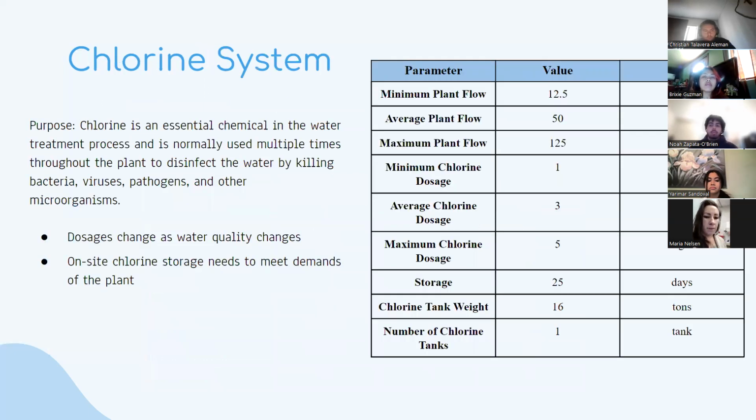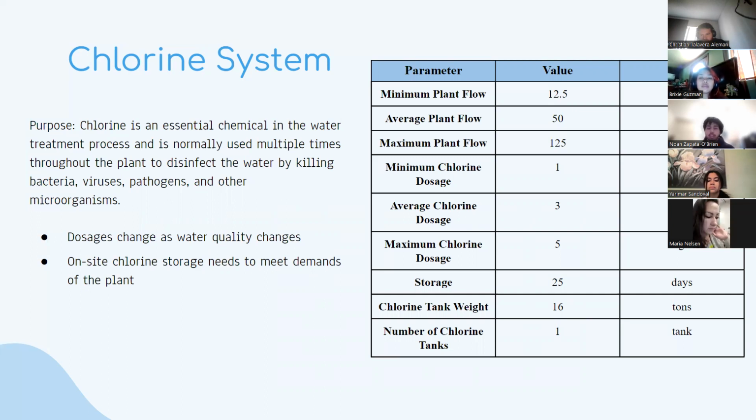Okay, so getting into our chlorine system. So chlorine is an essential chemical in the water treatment process. It is actually used several times throughout the plant, and it is very important because it kills bacteria, viruses, pathogens, and microorganisms. One of the most important times that chlorine is dosed into the system is right before it goes to the distribution system. That way, when the water is in the pipes, these pathogens and microorganisms cannot regrow as it is getting distributed to taps.